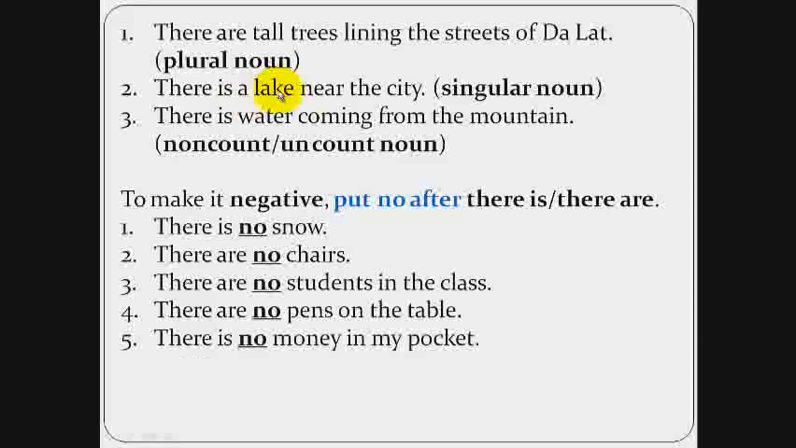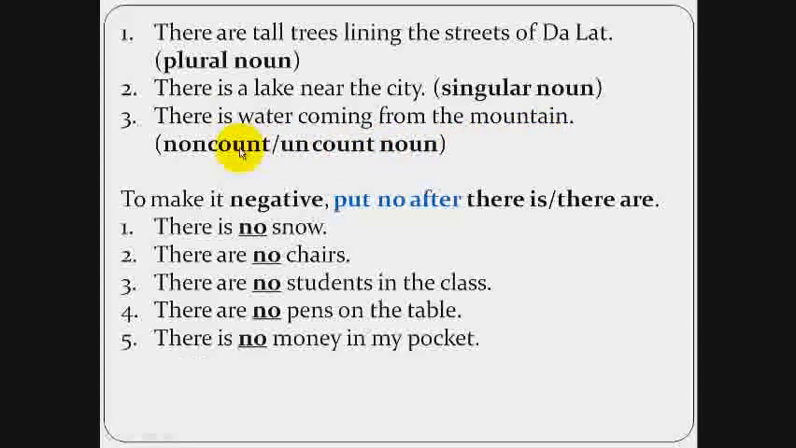If you don't see one, inshallah. So there is a lake near the city, singular noun. There are tall trees lining the streets of Talat. There is water coming from the mountain.